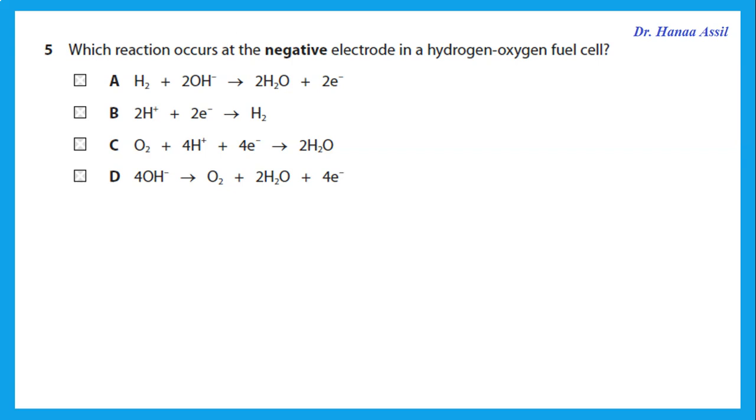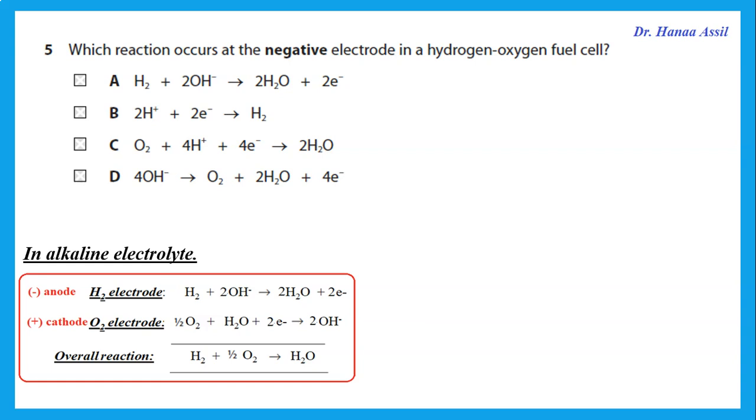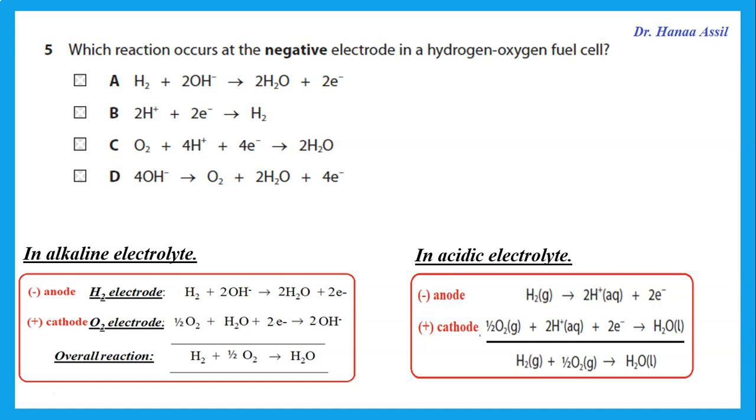Which reaction occurs at the negative electrode in a hydrogen-oxygen fuel cell? You should be familiar with the reactions that occur in the alkaline electrolytes. These are the reactions that happen if the electrolyte is alkaline, and in acidic electrolyte, these would be the reactions that happen in the acidic electrolyte. And he's asking for the reaction that occurs at the negative. So the one that occurs at the negative is the one that involves hydrogen, not oxygen, and that first one would be a correct equation.